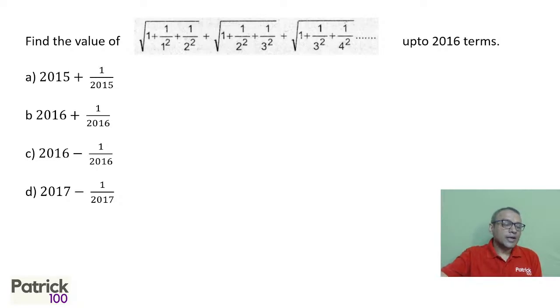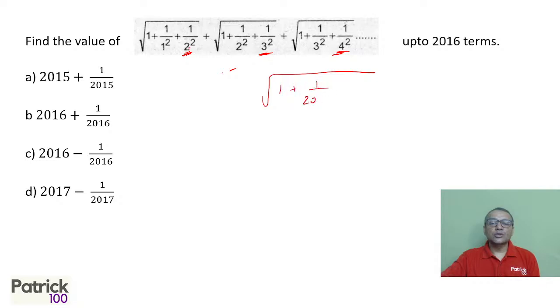This is also a very common technique that is normally used, called generalization. You try to find it for one small value and then try to generalize for a larger value. If I am looking at solving this, you have 2 in the end here, 3 in the end here, 4 in the end here. So the first term ends with 2, the second term ends with 3, the third term ends with 4. So the 2016th term will end with 1 plus 1 upon 2016 square plus 1 upon 2017 square. Right?